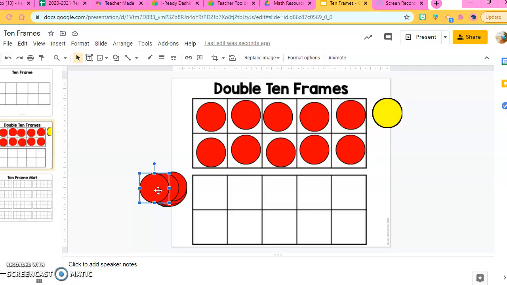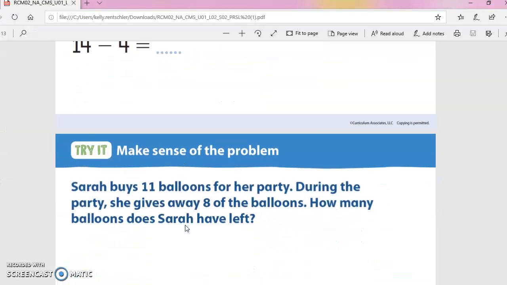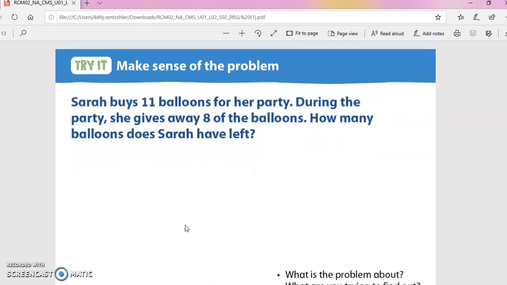12 minus 2, 17 minus 7, 14 minus 4. We made a 10 for all of them. And whenever we have a teen number and we're subtracting the same number as in the ones place, it's always going to turn into a 0. So we're always going to have 10. So like 13 minus 3 is 10. 15 minus 5 is 10. Good job.